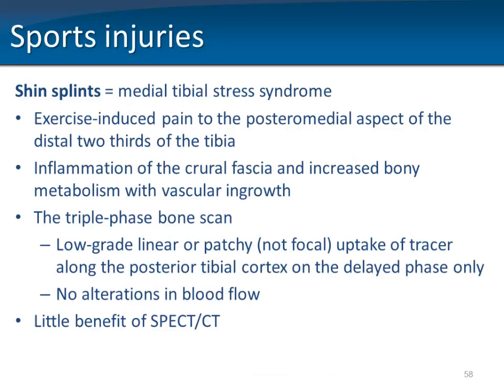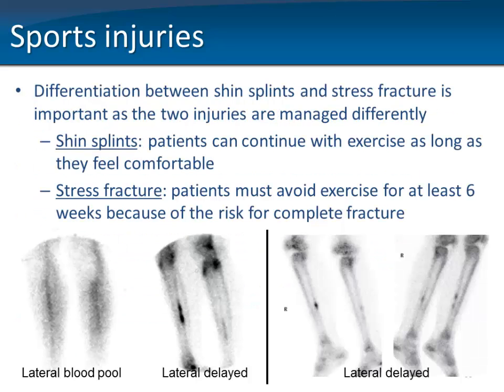Shin splints, a very common medial tibial stress syndrome. You all know it. It's exercise-induced pain of the posterior medial aspect of the distal two-thirds of the tibia. It's caused by an inflammation of the crural fascia and increased bony metabolism with vascular ingrowth. Triple phase, you know, of course, the pattern: low-grade linear patchy uptake of tracer along the posterior tibial cortex in the late phase images only. Be careful, blood flow images can be normal. Personally, I've not yet identified any use of SPECT-CT, so we still manage to do this with planar imaging.